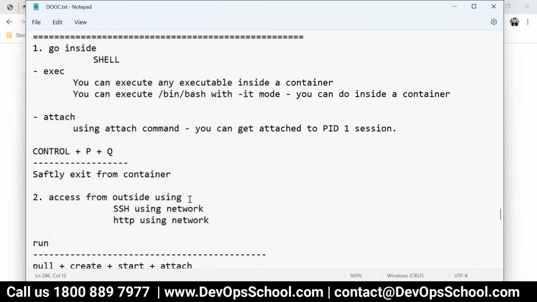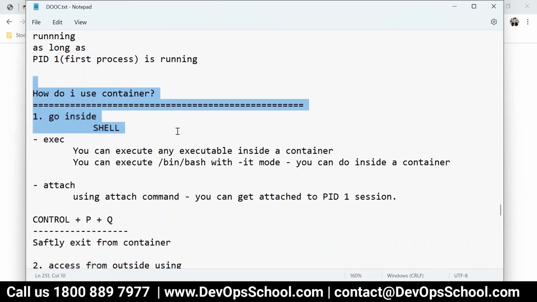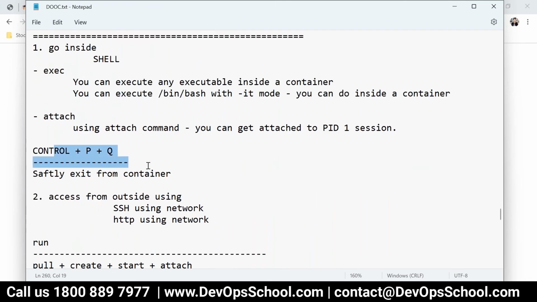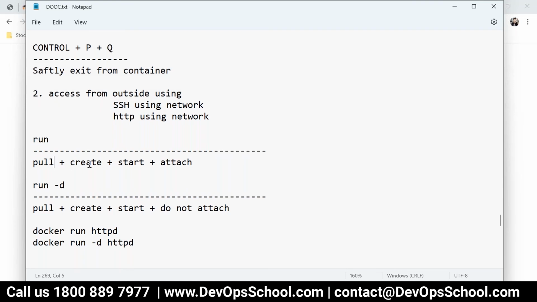Simple. So guys, the question was, how do I get inside a container? You can exit IT mode, or attach if you built it with bash. Come out of the container without killing it using Ctrl+P, Q. Run is equal to pull plus create plus start plus attach. And if you do not want to attach, use -d.